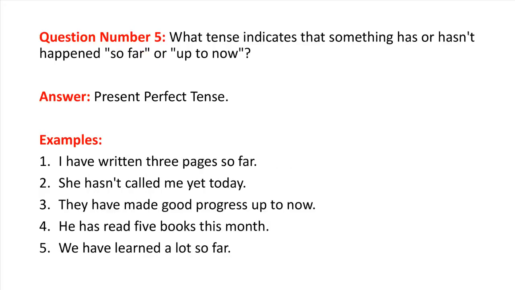Question number 5. What tense indicates that something has or hasn't happened so far or up to now? Answer, present perfect tense. Examples. I have written 3 pages so far. She hasn't called me yet today. They have made good progress up to now. He has read 5 books this month. We have learned a lot so far.